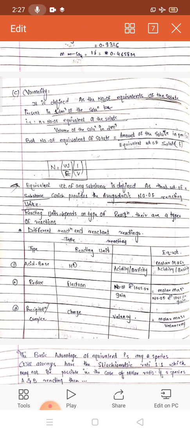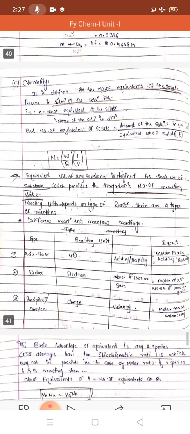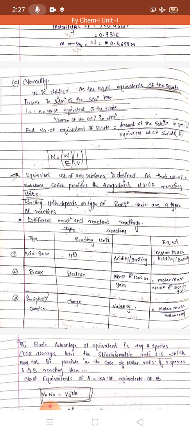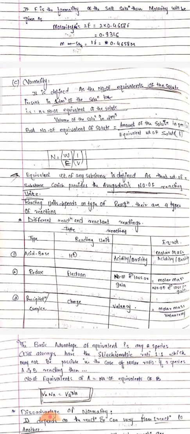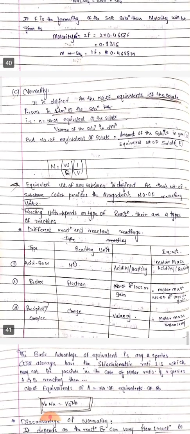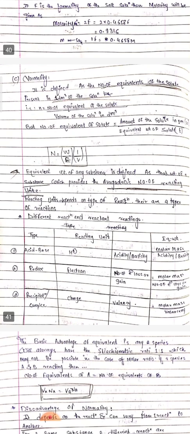Now the number of equivalents of the solute. Normality N is equal to the number of equivalents of the solute divided by the volume of the solution in dm³. But the number of equivalents of the solute is nothing but the amount of the solute in grams divided by the equivalent weight of the solute, that is W by E into 1 upon V.